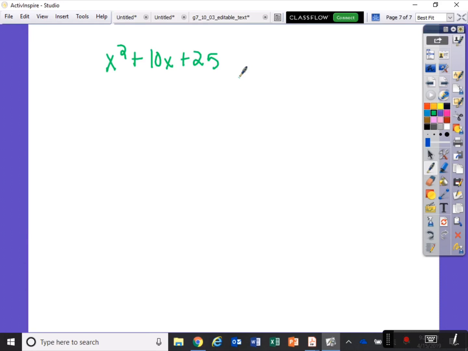What is the square root of x squared? X. What's the square root of 25? 5. Multiplied, 5x. Doubled, 10x. Is that the middle number? So is this a perfect square trinomial? Yes. What does a perfect square trinomial factor into? A binomial squared. And how do I find that answer? Take the square root of the first, which is x, and the square root of the last, which is 5. The middle sign is a plus.